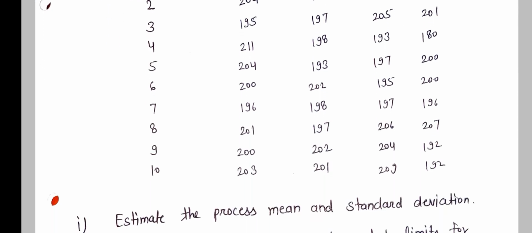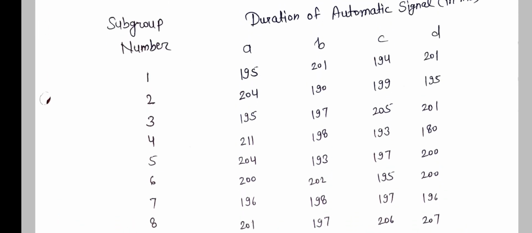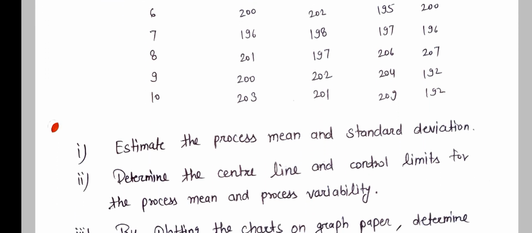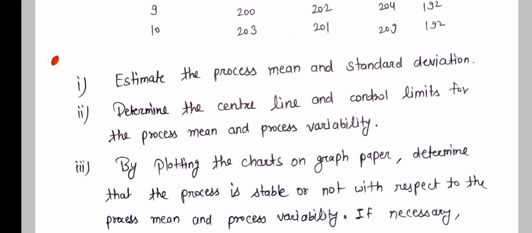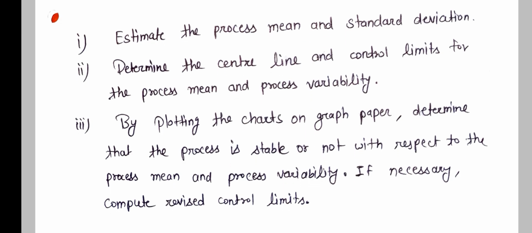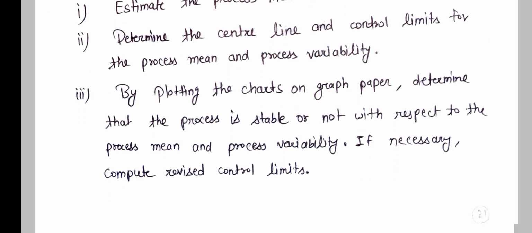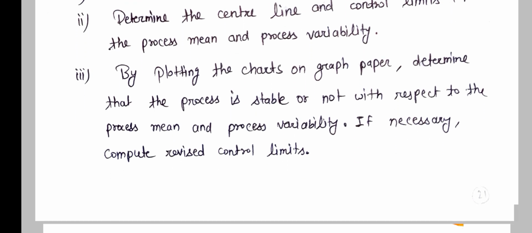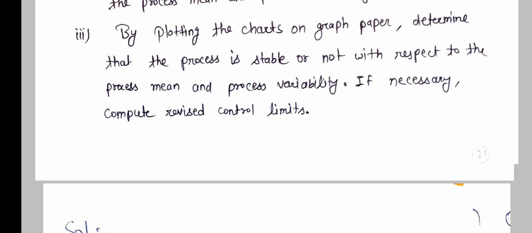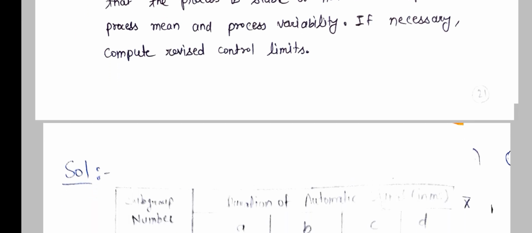Subgroup numbers, the 10 subgroups, and the duration of the automatic signal for A, B and C are given here. The first question is to estimate the process mean and standard deviation and determine the center line and control limits for process mean and process variability. The third one is, by plotting the charts on graph paper, determine whether the process is stable or not with respect to the process mean and process variability. If necessary, compute revised control limits.